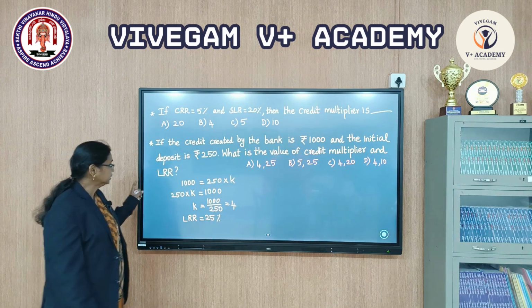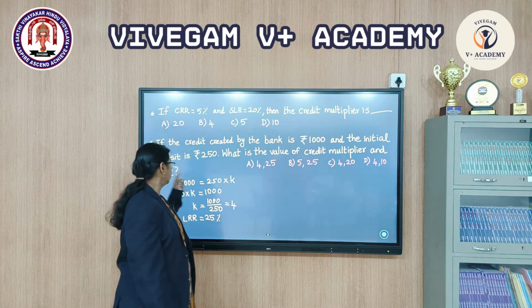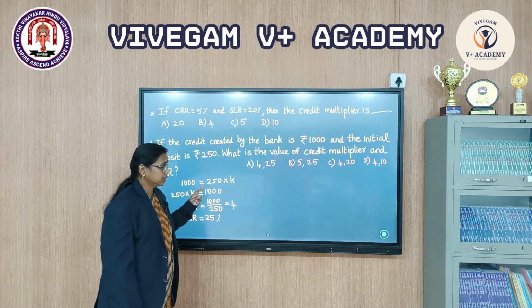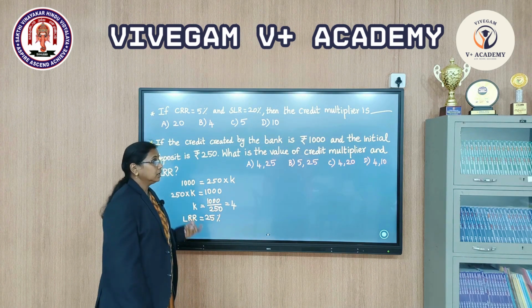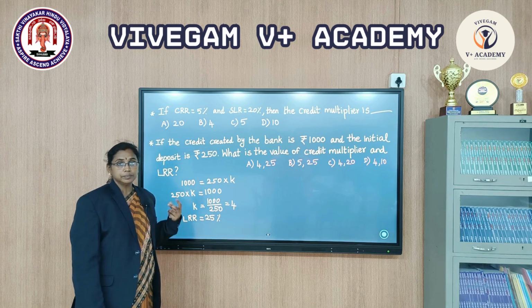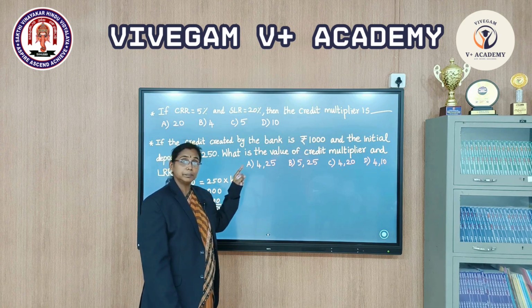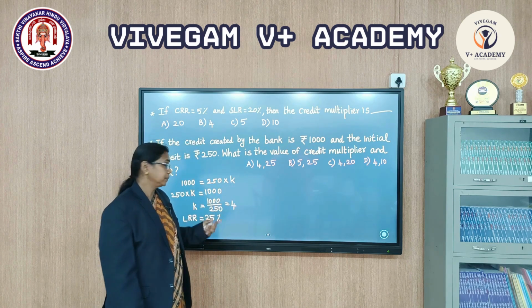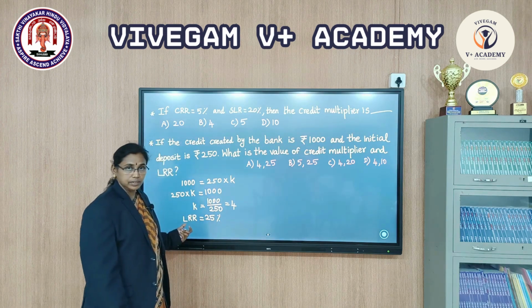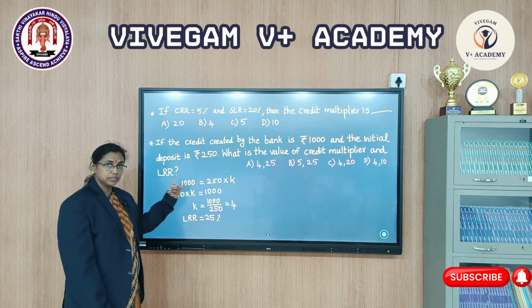Next one: if the credit created by the bank is rupees 1000 and the initial deposit is 250, what is the value of credit multiplier and LRR? So far we have seen how much amount of credit is created by the bank. But here what is given? The credit created by the bank is given and the initial deposit is given. Now we are going to find the value of K as well as the LRR. This is something different. So we are substituting in the formula. We have to substitute the values in the formula.